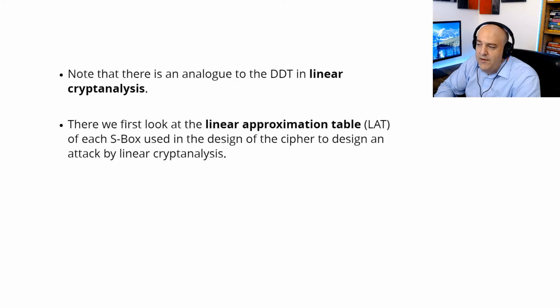Let's also note that there is an analog to the DDT found in another method of attack called linear cryptanalysis. And there we first look at the linear approximation table, the LAT, of each S-box used in the design of the cipher. So a LAT would be the first step in looking for an attack by linear cryptanalysis. Calculating the DDT of S-boxes is the first step to design an attack by differential cryptanalysis.